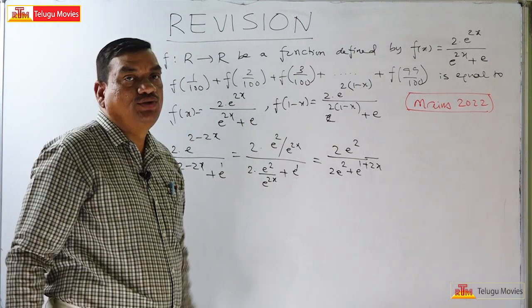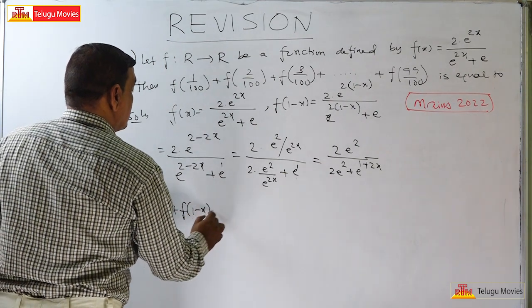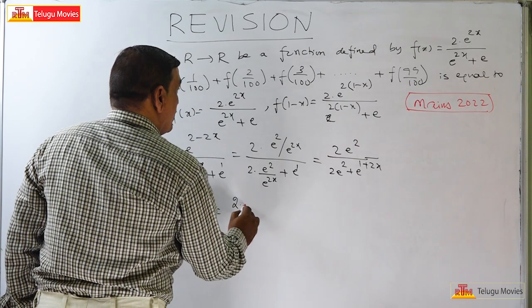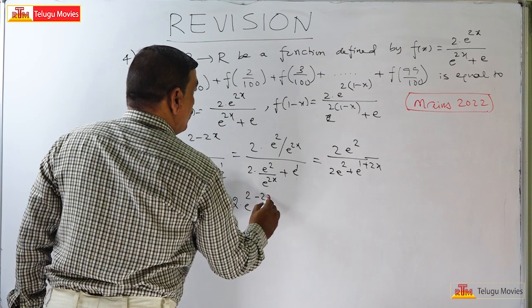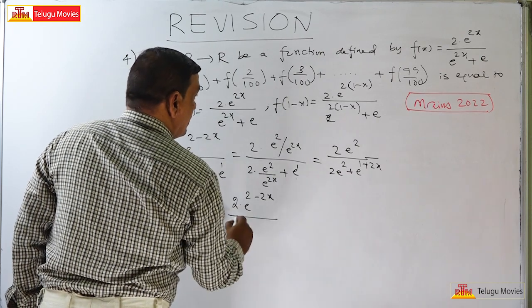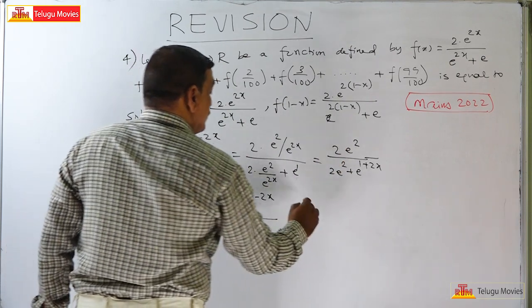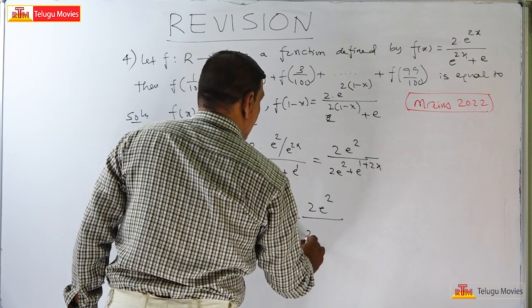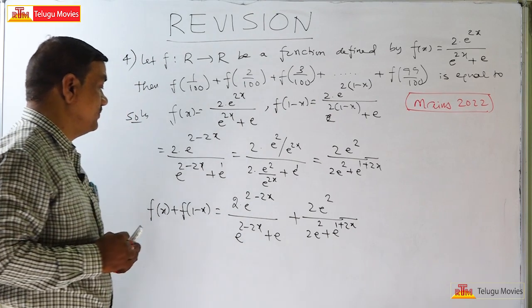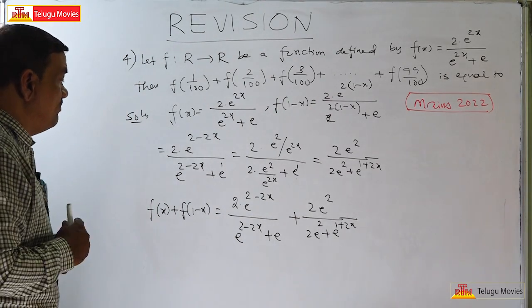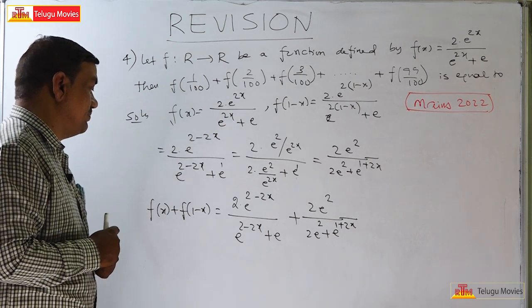Let us add these two results. What happens? Let us see that. f of x plus f of 1 minus x. What is f of x? This is 2 into e to the power of 2x by e to the power of 2x plus e, plus f of 1 minus x, which is 2e square by 2 times e square plus e to the power of 1 plus 2x. Okay now? Right. So if you simplify this, what happens? Let us see that.